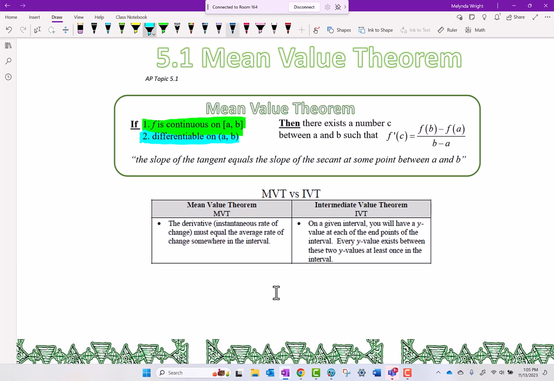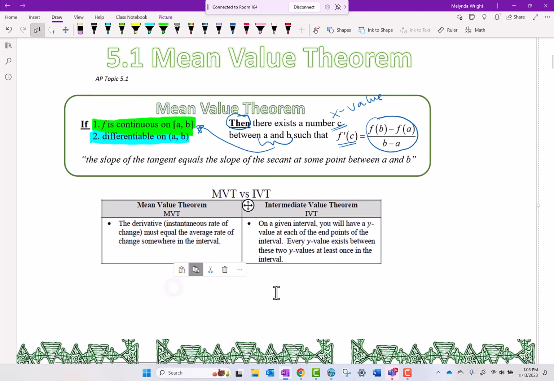So if those things are true, then we know how theorems go, right? It's the if-then kind of statement. If you have these criteria true, then there exists a number c. Okay, this number c is an x value. Then there exists a number c between a and b. So a and b is the interval that we were given right here. Whatever those numbers were, that's what we're looking for. Then there exists a number c, which is an x value between a and b, such that the first derivative at c is going to be equal to the average rate of change between a and b.